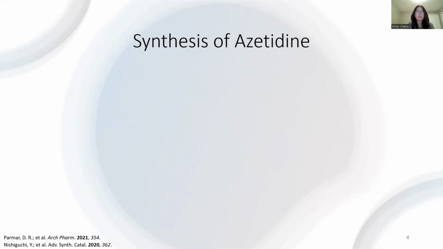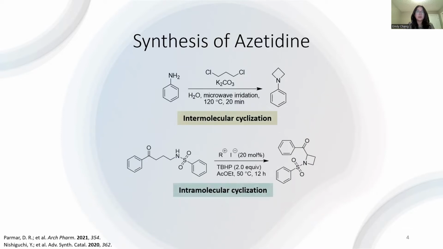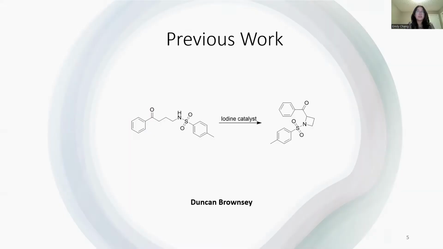There are numerous ways to synthesize azetidine. The two common ways are intermolecular cyclization and intramolecular cyclization. Inter meaning outside or external, and as you can see, the azetidine ring is formed from the cyclization of an external compound. Conversely, in intramolecular cyclization, the linear starting material, or substrate, cyclizes on its own and forms an internal azetidine ring within the molecule. This sparked interest in the Dirksen group, and the group has proposed a method of synthesizing azetidine through intramolecular cyclization with the use of an iodine catalyst.